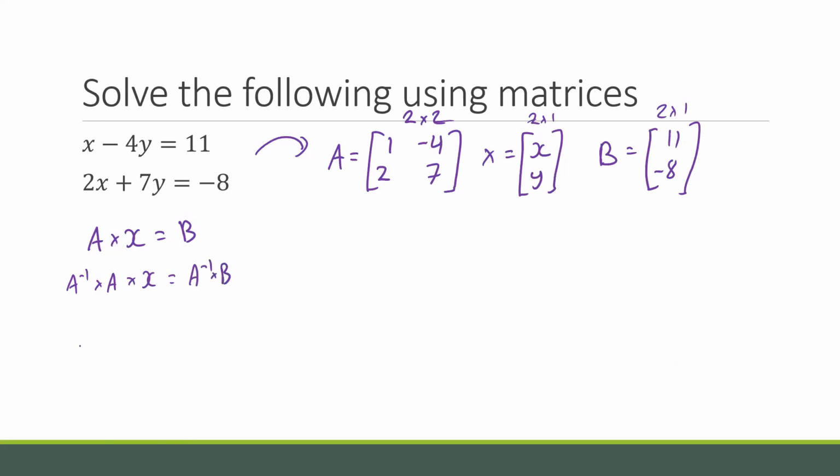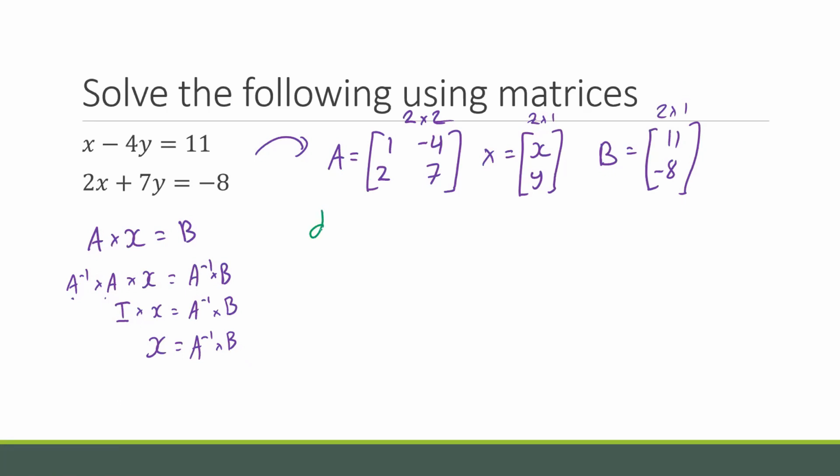Cool. But if I knew this, the inverse of A times A, that's just going to give me the identity matrix. And I know that whenever I multiply by the identity matrix, it's going to leave that X exactly the same. So that means if I knew what the inverse was, I could multiply that by B and I could get a solution. So next step, find the inverse of A.